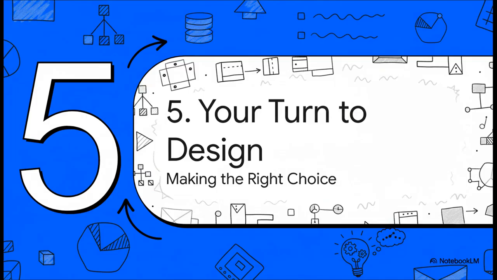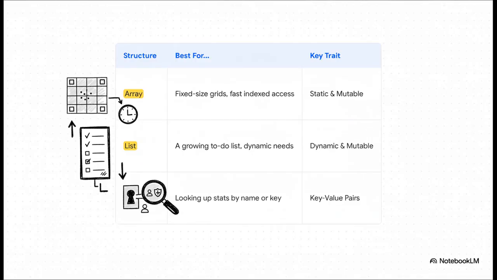Okay, so we've seen a great example and, well, a pretty terrible one. Let's bring this all home and get you ready to start making these design choices on your own. Here's a quick little cheat sheet for you. If you've got a fixed-sized grid and speed is everything, like our Battleship board, an array is your best friend.